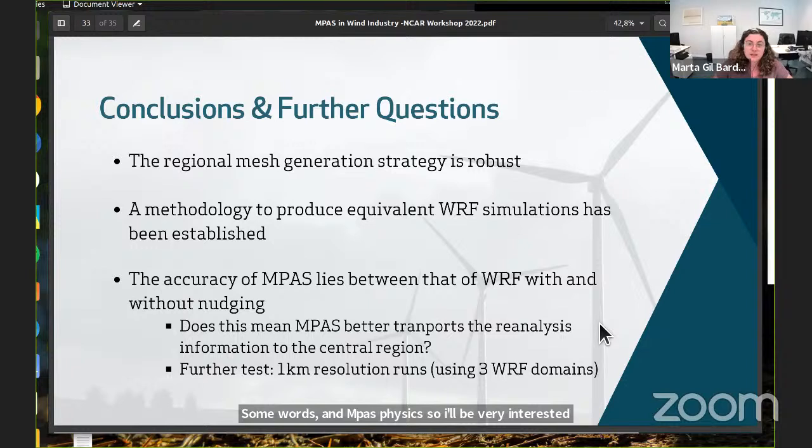And one of the big questions for the future and for further work is to see if these results that show that nudging is improving WRF, we want to check if nudging would improve MPAS too, or if intrinsically MPAS is doing something better than WRF was doing it, and is able to transport reanalysis to the central region in a much smoother way. So what we are going to do next is to test it at 1 kilometer resolution. That means that we'll need 3 WRF domains, and this nudging information will probably scatter and will give some insight on that.